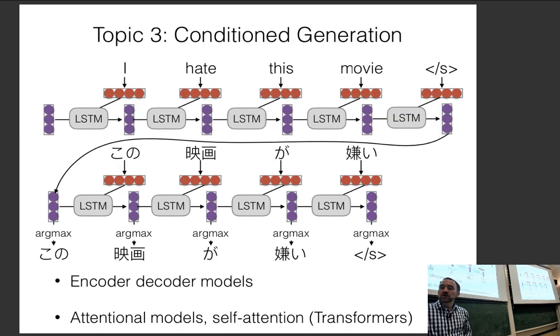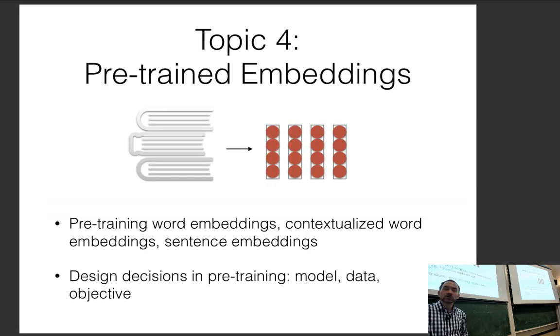Then we're going to talk about conditioned generation. So this is basically encoder-decoder models, attention, self-attention, transformers. Pre-trained embeddings. One of the big things of 2019 was a huge success in taking lots of textual data and feeding it into unsupervised feature learning algorithms, for things like BERT or RoBERTa or XLNet, or ELECTRA, which is the new one that everybody needs to know now, apparently.